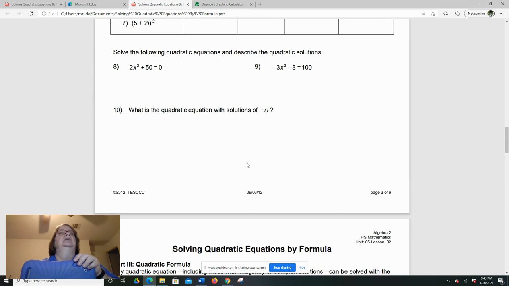This says, solve the following quadratic equations and describe the quadratic solutions. Again, do you notice that there's an x squared term and a constant, but there's not an x? So we don't have to use the quadratic formula. We don't have to factor. We don't have to do any of that. We can solve by taking the square roots. So this one, we're going to divide both sides by 2. Well, actually, we would move the 50 first.